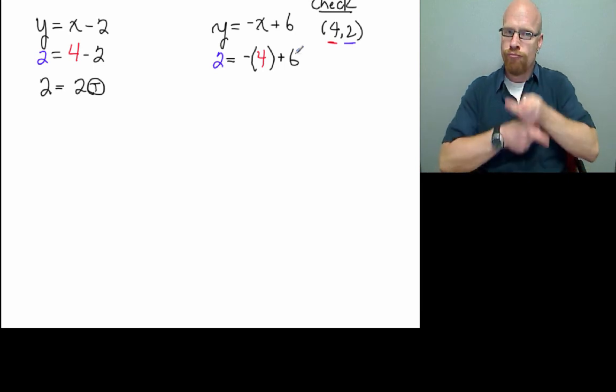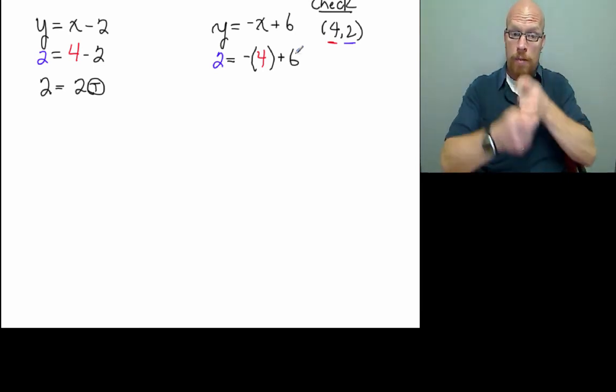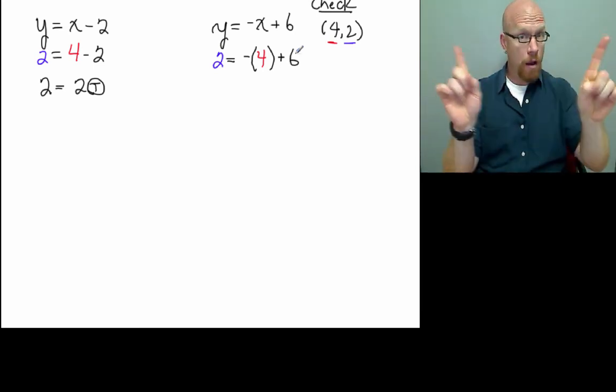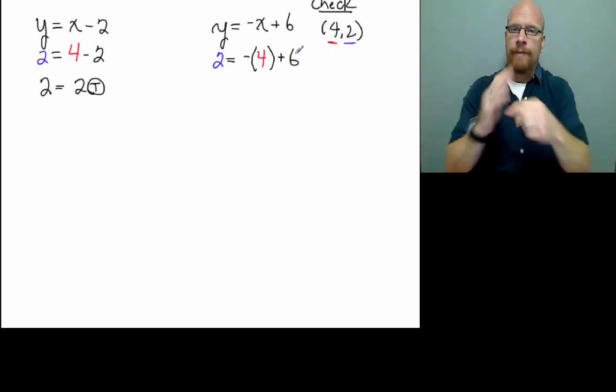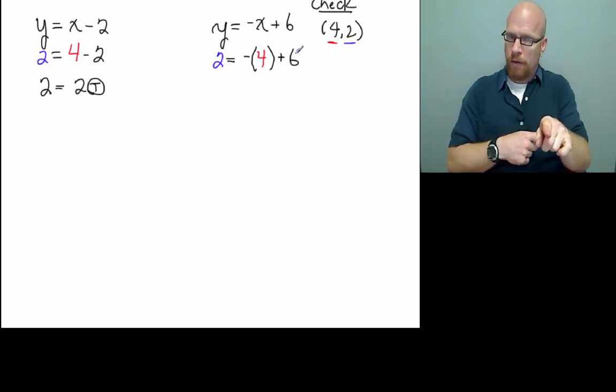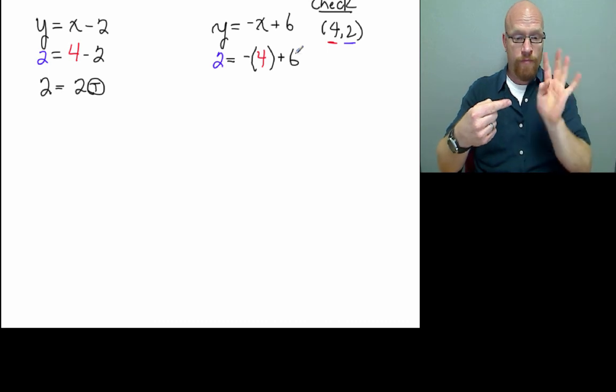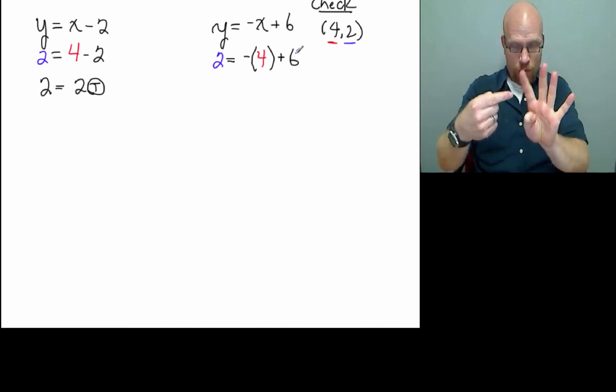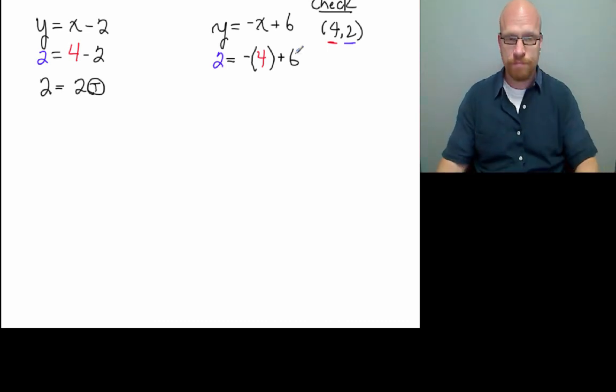Now you can see that I'm pretty careful. I replaced 4 where x was, but understand there's a negative there. I have to keep the negative. It doesn't become positive 4. It's negative 4 plus 6.